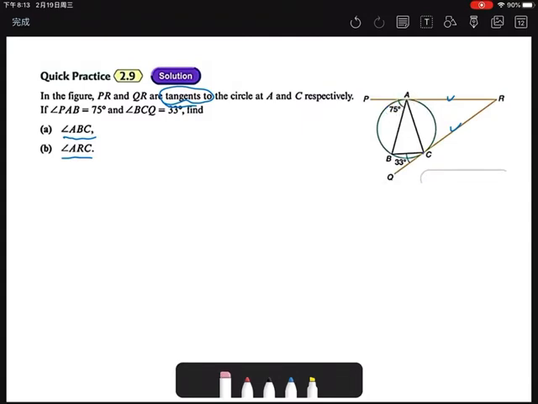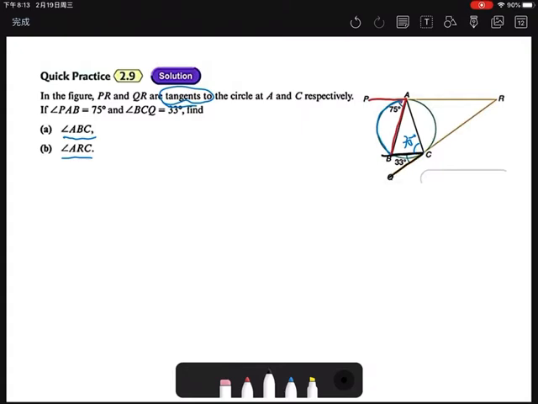Given tangents, we have to recall some properties about tangents. Just now we learned a new theorem, which is called angle in alternate segment. We identify the tangent-chord angle, and the corresponding angle in the alternate segment. We identify the arc inside the tangent-chord angle, and it subtends angle ACB. So this is 75 degrees also.